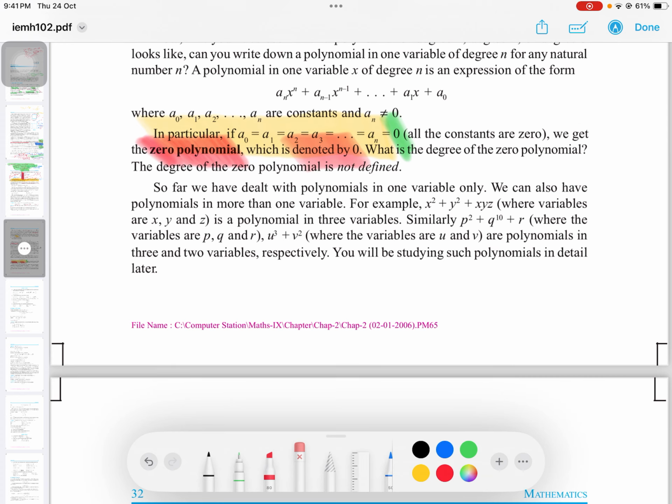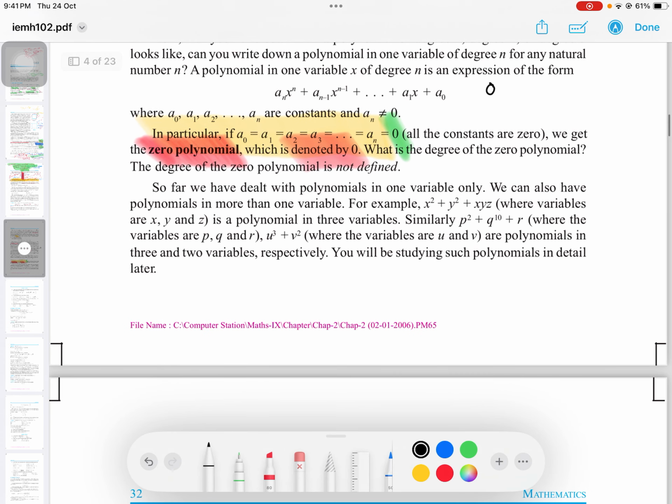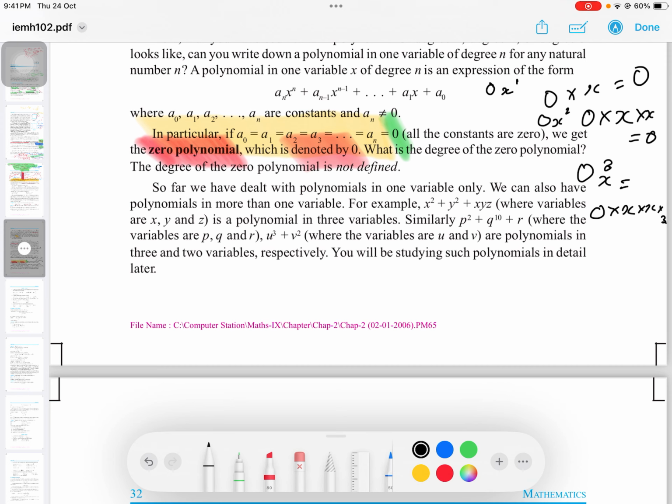Let me say it clearly. This is going to require a lot of space. x power 1, 0 into x is going to give you 0. 0 into x power 2, that is 0 into x, anything multiplied with 0 is going to give you 0. So x power 3, 0 into x into x into x, still going to give you 0.